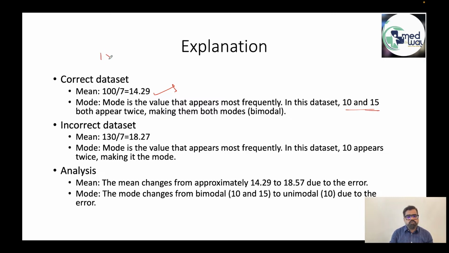When that 15 was replaced by 45, the incorrect one, it becomes 130 by 7, so 18.27. The mean changed. Mode also changed. From bimodal it became unimodal, only 10 appears twice. So when the data was incorrect, mean and mode both changed.